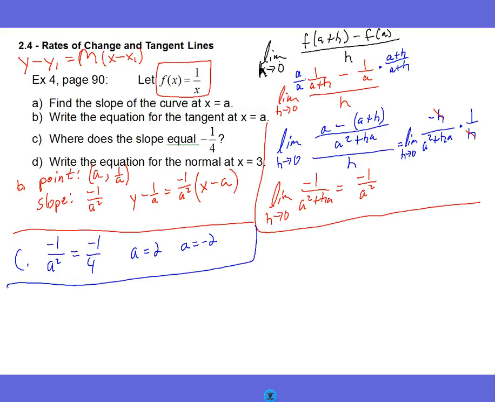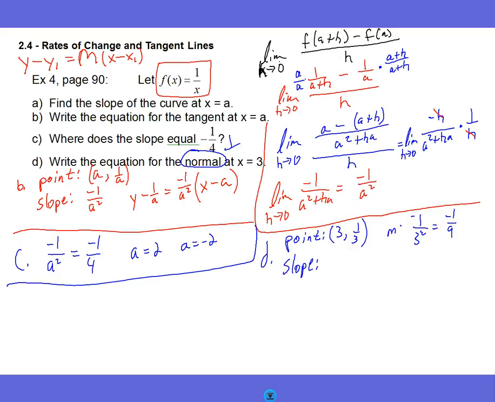All right, next, D. Write the equation of the normal. Okay, normal means perpendicular. That means opposite reciprocal. Again, I need a point and a slope because it's asking for an equation of a line. The point for this one is going to be 3, comma, 1/3. And then my slope, well, this is where we have to do a little bit more, because the slope at that point is negative 1 over 3 squared, which is negative 1/9.